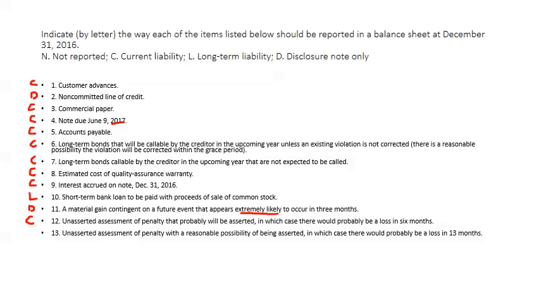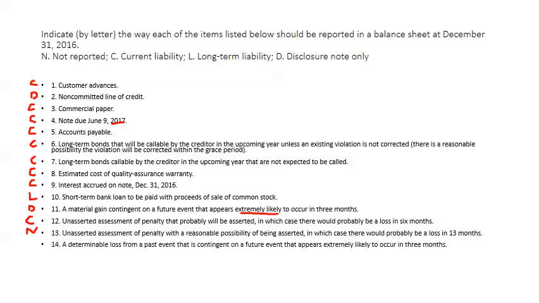Unasserted assessment of a penalty with a reasonable possibility of being asserted, in which case there would probably be a loss in 13 months. Okay, reasonable possibility. In this case, we probably would not do anything at this point because of the penalty only being probable at that point, and now we're going into a year-long time period, so therefore we would probably do nothing with it.